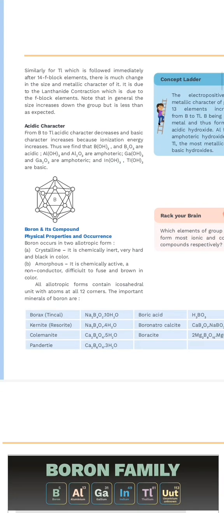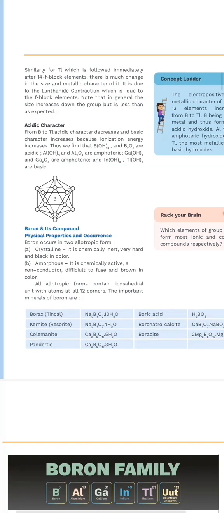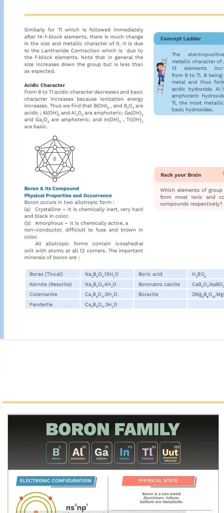Similarly, for thallium, which is followed immediately after 14 f block elements, there is much change in the size and metallic character of it. It is due to the lanthanide contraction, which is due to the f block elements. Note that in general the size increases down the group but is less than as expected.